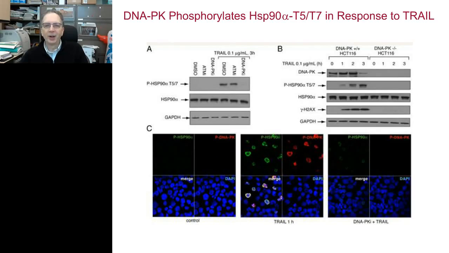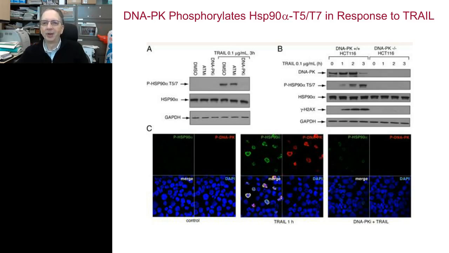One can see that this is DNA-PK dependent. So in panel A, we use inhibitors of ATM kinase, that's also involved in TRAIL-activated apoptosis, and an inhibitor of DNA-PK, and only the inhibitor of DNA-PK is able to inhibit phosphorylation of threonines 5 and 7 in HSP90 alpha in response to TRAIL.